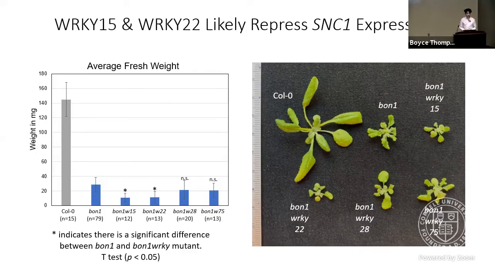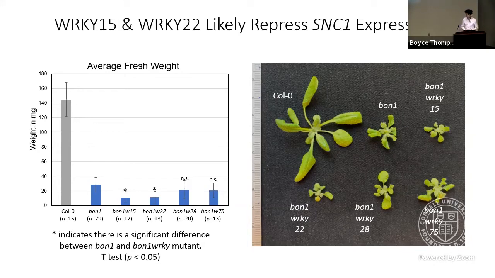So now that I've walked you through how you screen for and generate these plants, we're going to see the results of what WRKY15 and WRKY22 do. What they likely do is repress SNC1 expression. As you can see on the chart right here, we are comparing BON1 with several of the BON1 WRKY double mutants. For the two samples with the stars, there is a significant difference as calculated using a t-test.